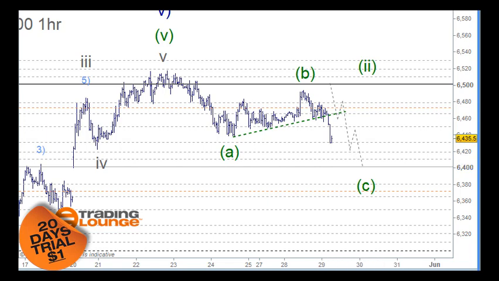But we also need to be mindful that this can be wave 2 here. I don't like the idea of having it as wave 2 because it's actually quite big compared to this move here. So it's more likely to be corrective. So we've got to be a little bit careful here. We may just get an A wave here, a B wave here and a C wave here, and then move up here. So we need to be mindful of that.